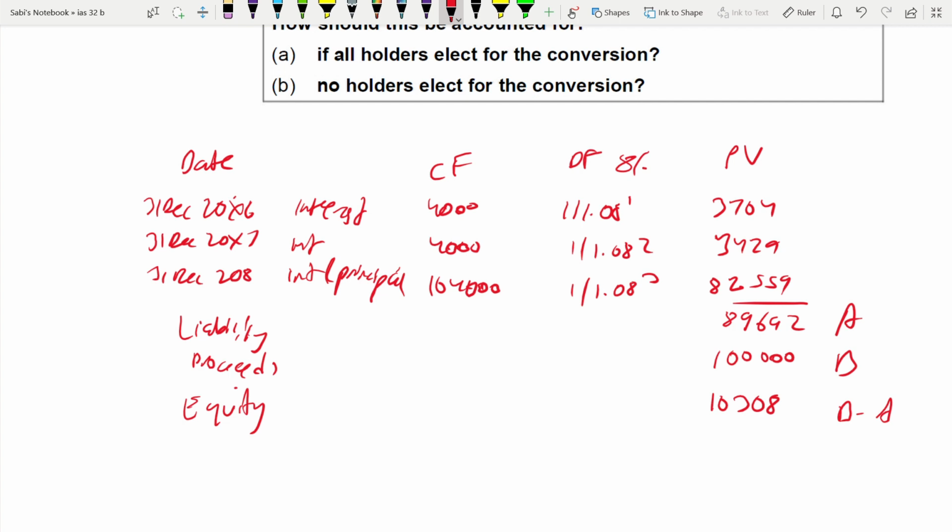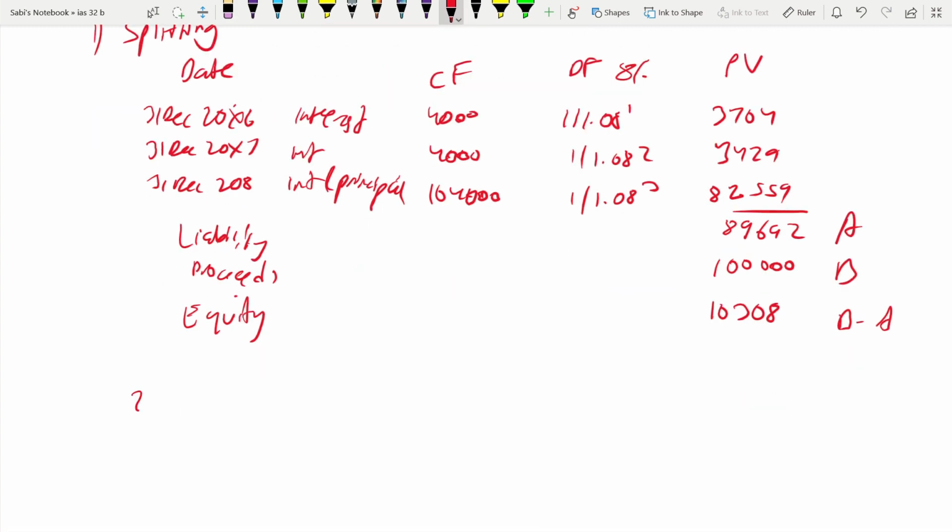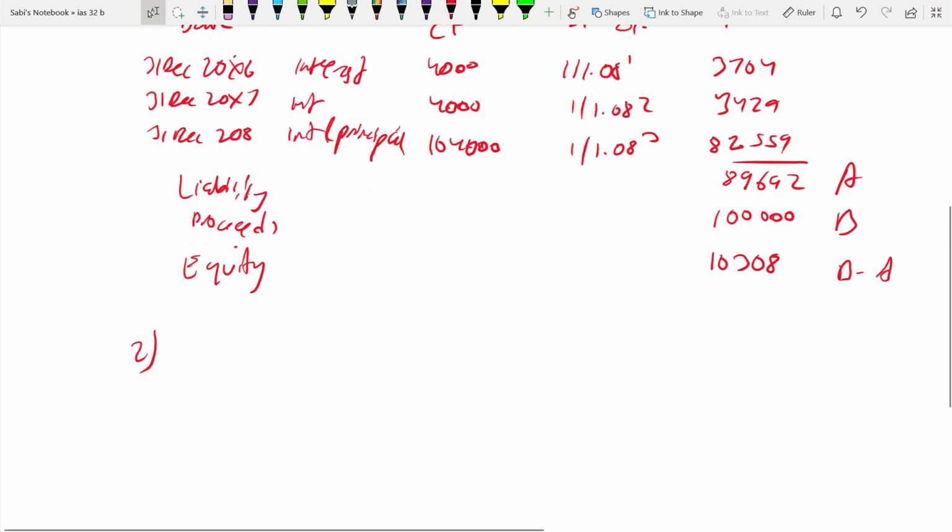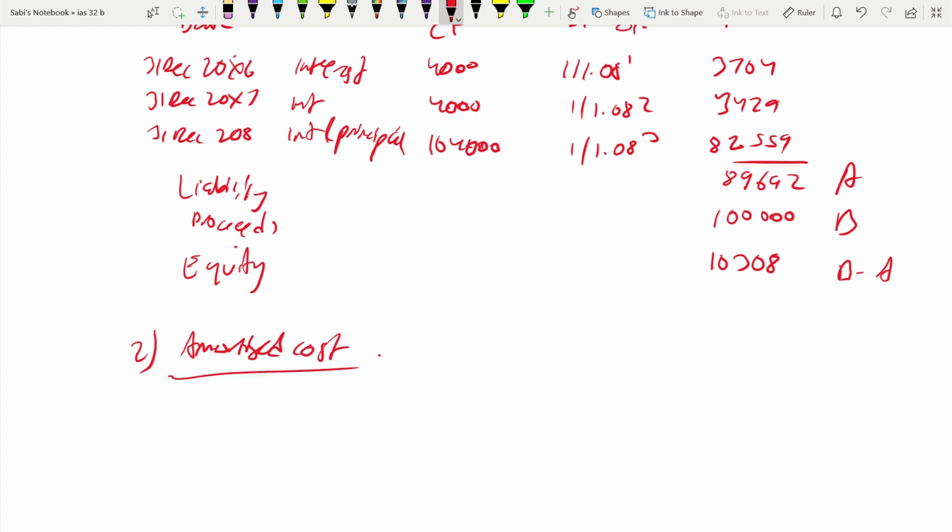Get it? Now we are moving on. This is the first stage. Second stage, splitting components, splitting to equity and liability. Done. Once it is done, next is amortized cost, right? Because it's a debt, it will be at amortized cost. The table that we did, where at the end you have to get 100,000.